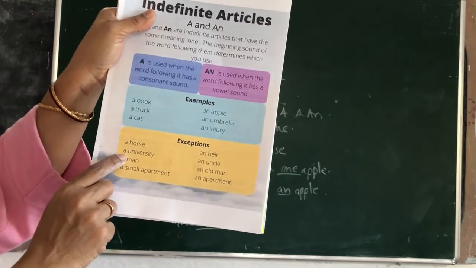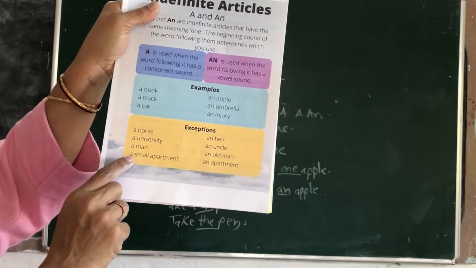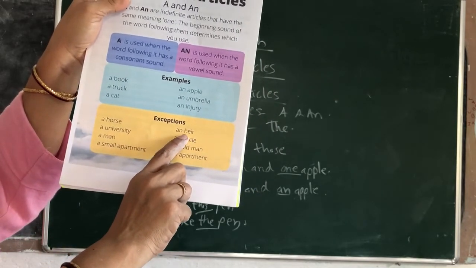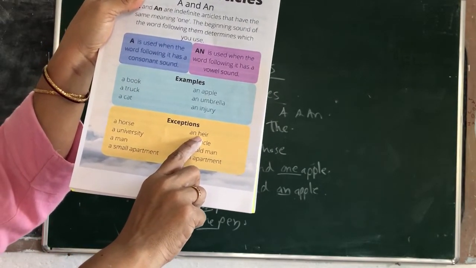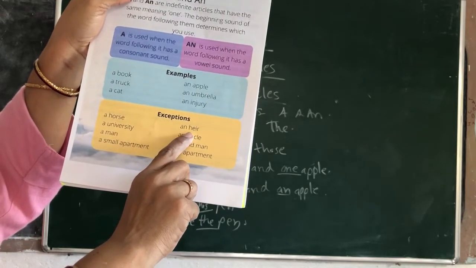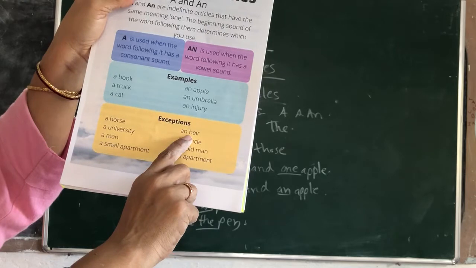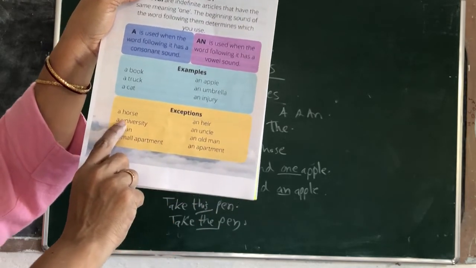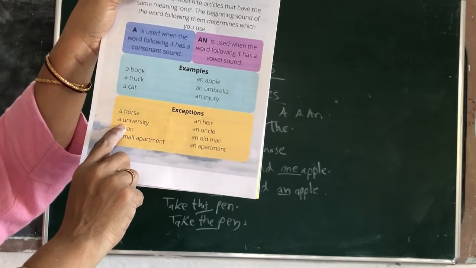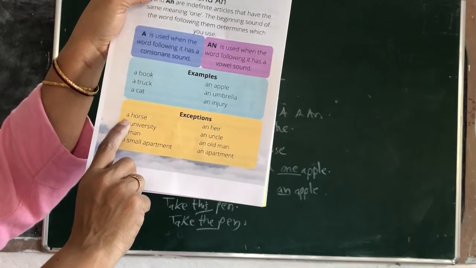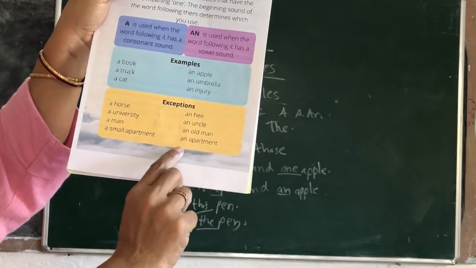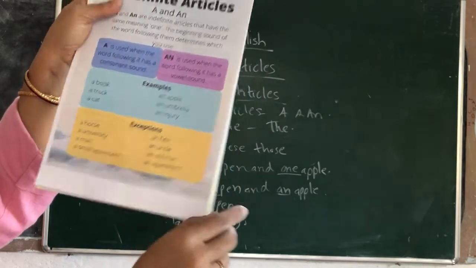Some of these exceptions I will explain now. And a man, a small apartment, an hair, H silent. So actually we should say hair, but why are we using an here? Hair, H is silent, a vowel sound is coming. Here university, even though it is starting with U, what are we pronouncing? The yu sound is coming. So a university is used. Okay? Like an uncle, an old man, an apartment. Like this we should use the words.